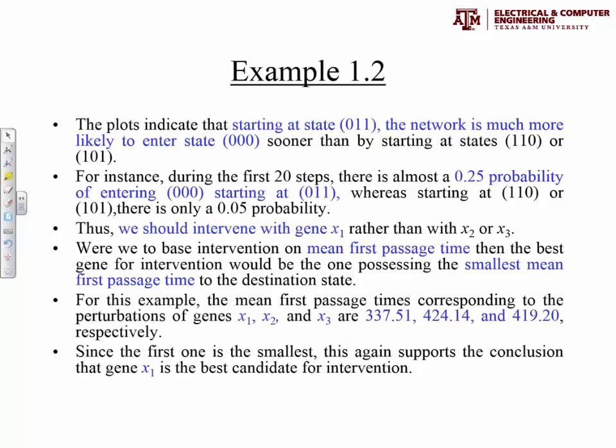Now, were we to base our intervention on mean first passage time, then the best gene for intervention would be the one possessing the smallest mean first passage time to the destination state. And for this example, you can go and do the calculation. Of course, you need to know how to do the calculation for the mean first passage times, but don't worry, people have figured those out 40, 50 years ago, right? So you just have to go and apply it. The mean first passage times corresponding to the perturbations of genes x1, x2, x3 are these numbers. Since the first one is the smallest, this again supports the conclusion that gene x1 is the best candidate for intervention.